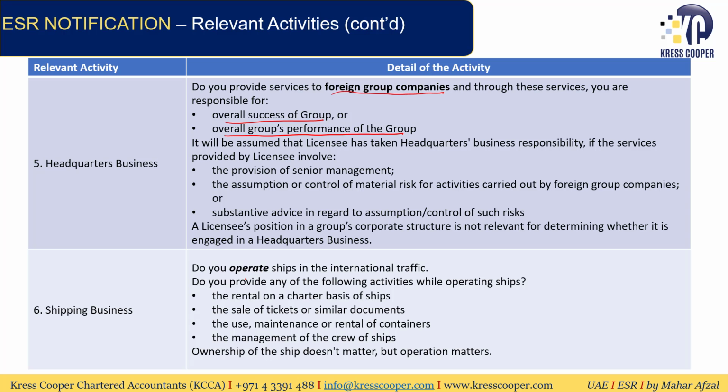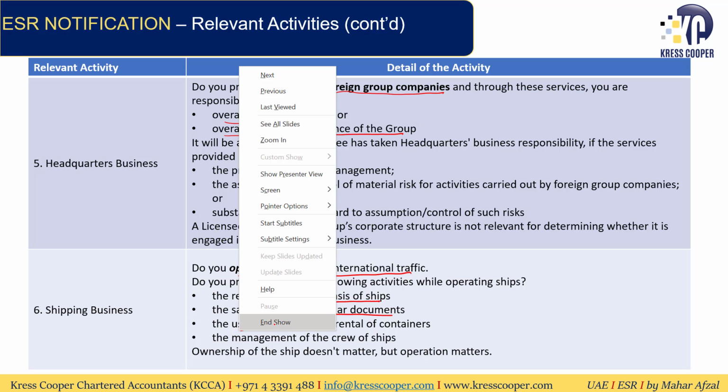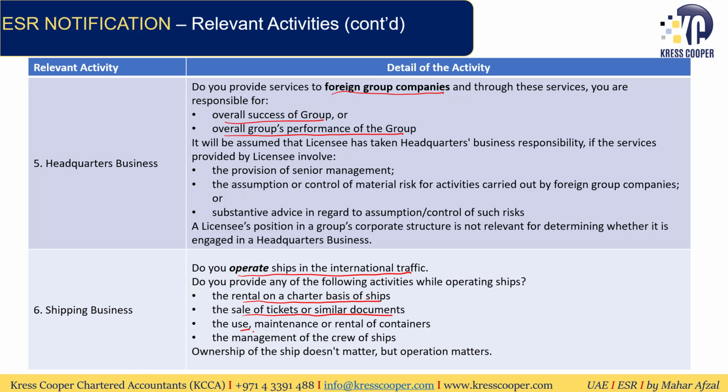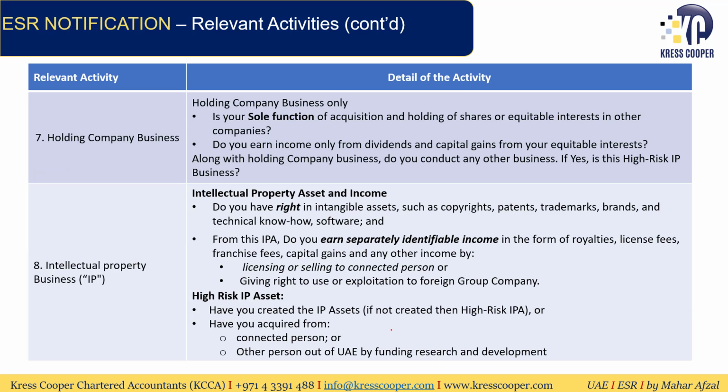If the licensee is operating ships and providing services related to rental or chartering of the ships, sale of tickets and similar documents, use, maintenance or rental of containers, or management of the crew of ships, then it will be considered that the licensee is conducting shipping business.